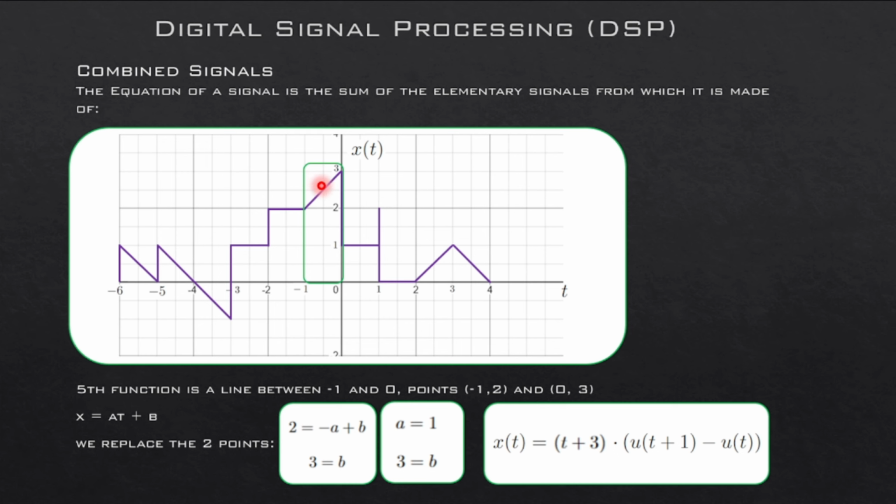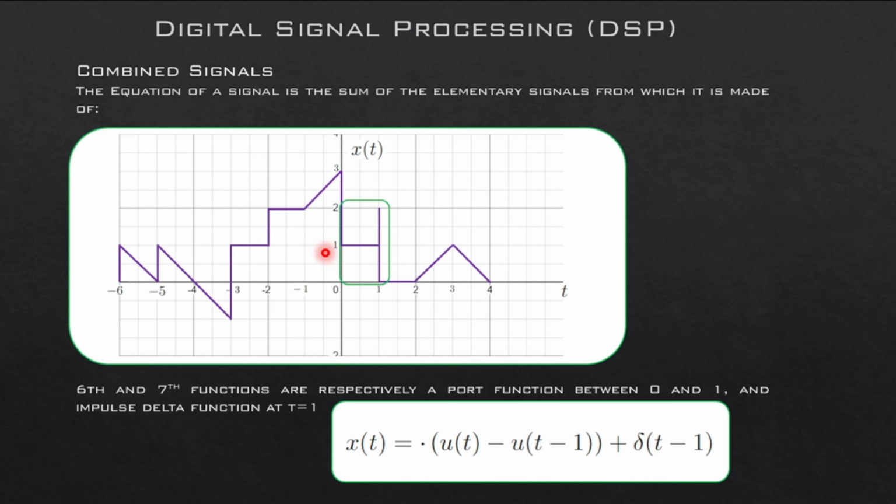See if the points match with the function. You multiply (t+3) times u(t+1) minus u(t). It gives you this ramp from t equal -1 to t equal 0. After that, you have this port function and the delta function right next to it. The port function is from u(t) to u(t-1). Why? Because with u(t) you get the echelon here, minus u(t-1).